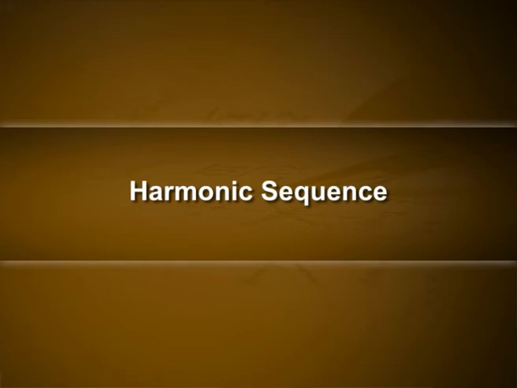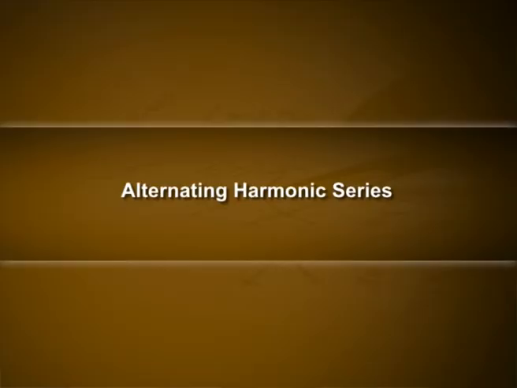Harmonic sequence. A harmonic sequence is the reciprocal of an arithmetic sequence. For example, the sequence 2, 4, 6, 8 is an arithmetic sequence. Then the corresponding harmonic sequence is 1 by 2, 1 by 4, 1 by 6, 1 by 8. That is, the sequence A1, A2, A3, etc. is said to be in harmonic sequence if their reciprocals 1 by A1, 1 by A2, 1 by A3, etc. are in arithmetic sequence.